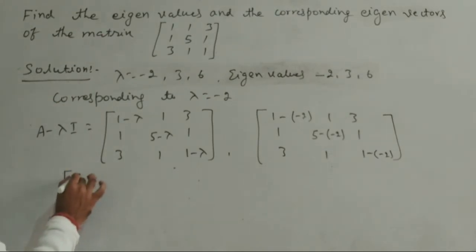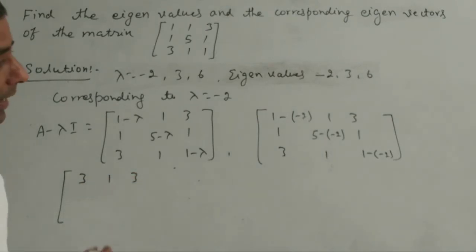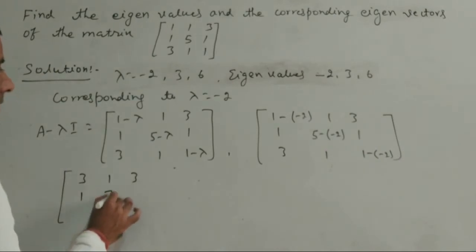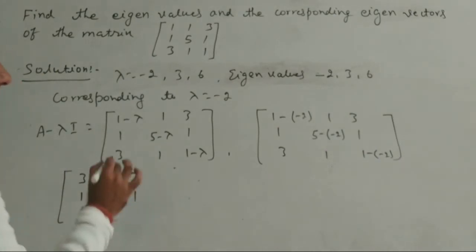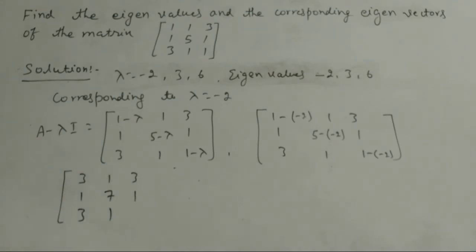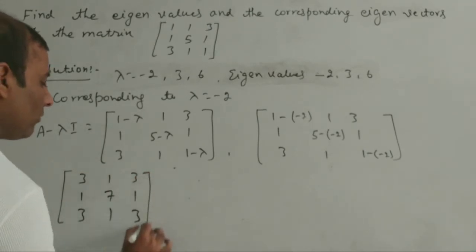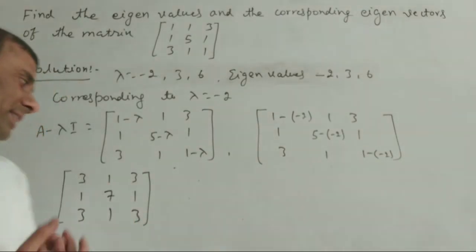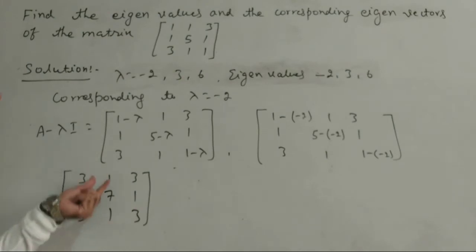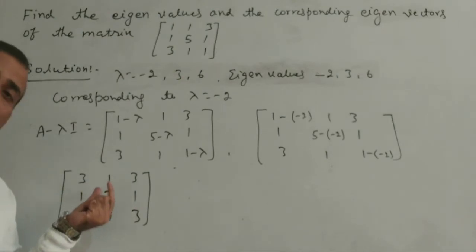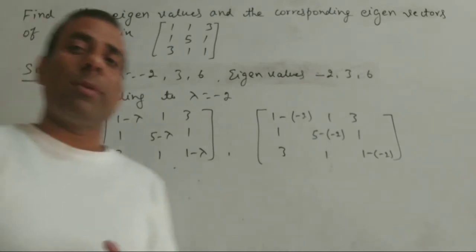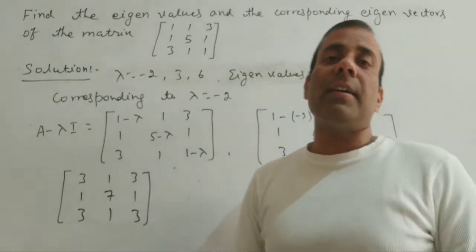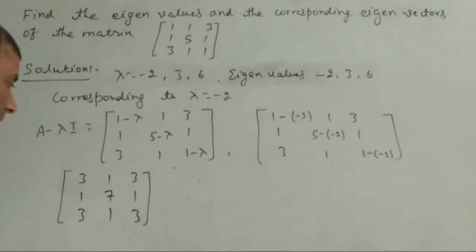So it becomes 1 minus minus plus 2, that is 3, 1, 3; 1, 5 plus 2, that is 7, 1; 3, 1, 1 plus 2, that is 3. Now we have to solve this matrix and find the values of x1, x2, x3. We have to reduce this matrix with the help of elementary transformations, so that finding x1, x2, x3 becomes easy. Okay, so apply elementary transformation.